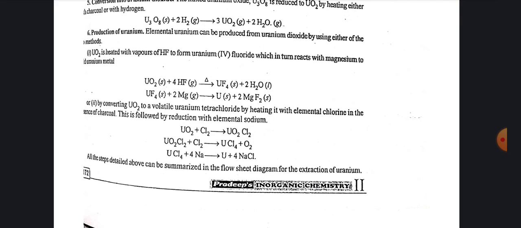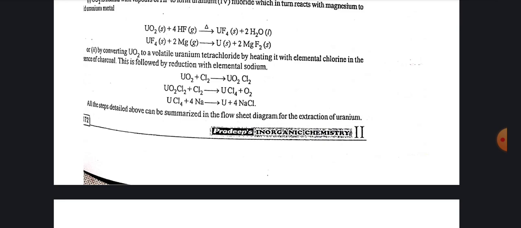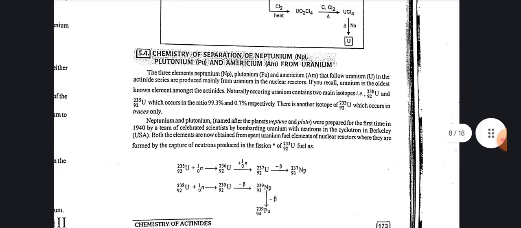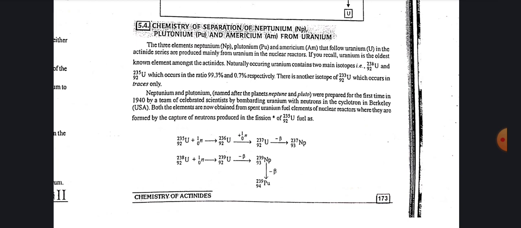Production of uranium element. Uranium can be produced from uranium dioxide by using either of the methods. UO2 is heated with vapors of HF to give uranium tetrafluoride, which in turn reacts with magnesium to give uranium metal, or by converting UO2 to a volatile uranium tetrachloride by heating it with elemental chlorine in the presence of charcoal. All the steps detailed above can be summarized in the flow sheet diagram of extraction of uranium.